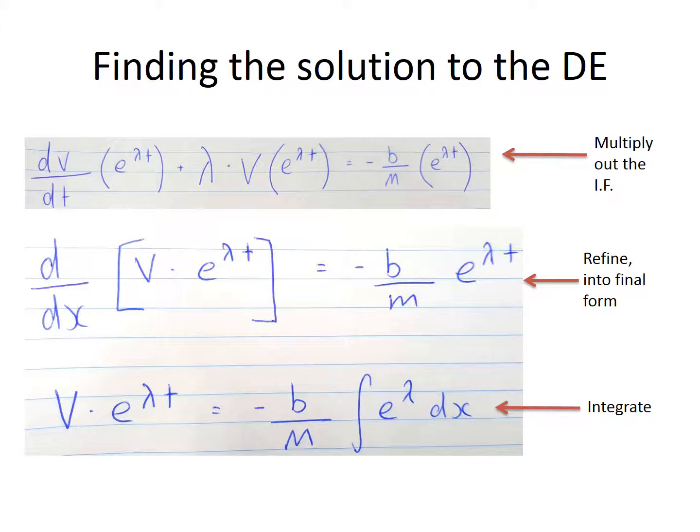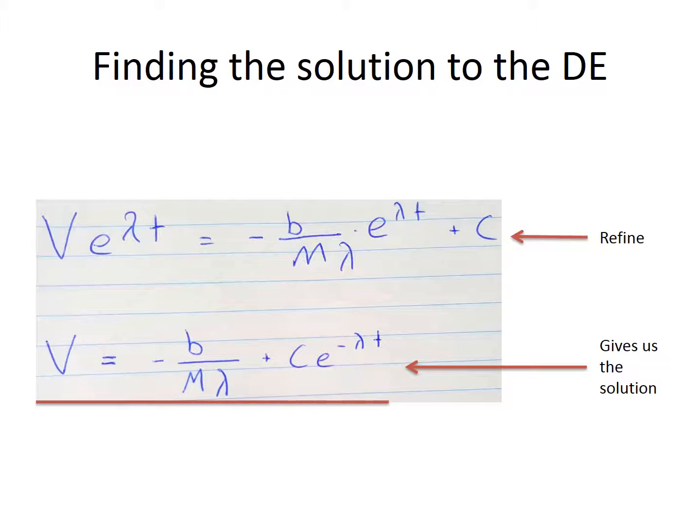First we multiply through by our integrating factor, then we refine our DE into its final form. We then integrate. After we integrate, we get this equation at the top. We get v e^(lambda t) is equal to negative b over m lambda times e^(lambda t) plus c. We then refine this to give us our final solution of v.